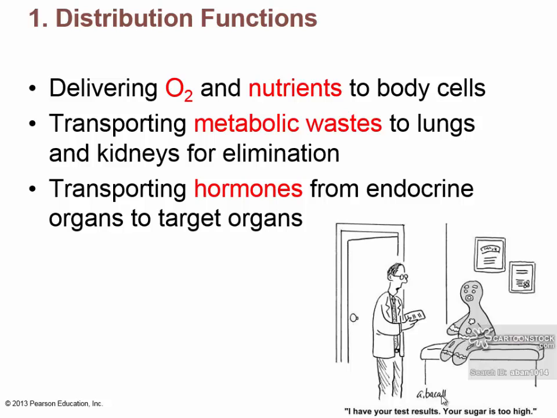It can transport metabolic waste, such as carbon dioxide, to the lungs to breathe out. It can transport other types of metabolic wastes, different types of acids, to the kidneys, so they can leave the body through urination. And it can also transport hormones from the endocrine system. When the different glands make hormones, they get into the blood supply, and that's how they travel around through the whole body. So it's transporting hormones, metabolic wastes, oxygen and nutrients. Those are the distribution functions.